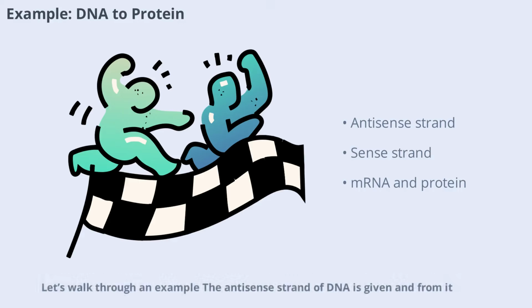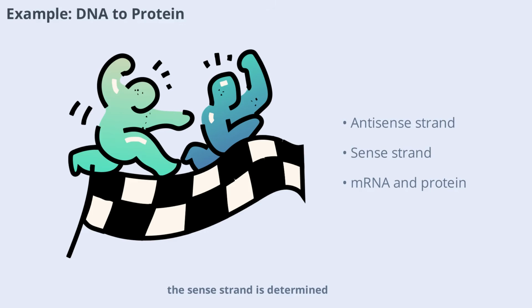Let's walk through an example. The antisense strand of DNA is given, and from it, the sense strand is determined. The mRNA is then transcribed from the sense strand, and finally, the polypeptide chain is translated. Each codon in the mRNA corresponds to a specific amino acid, demonstrating the flow of genetic information from DNA to protein.